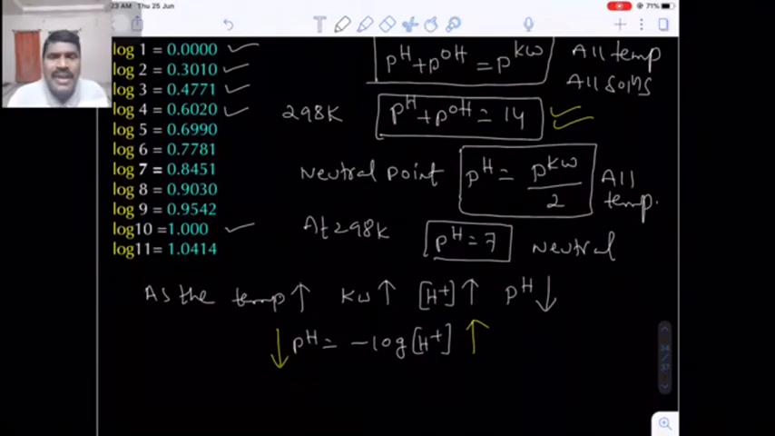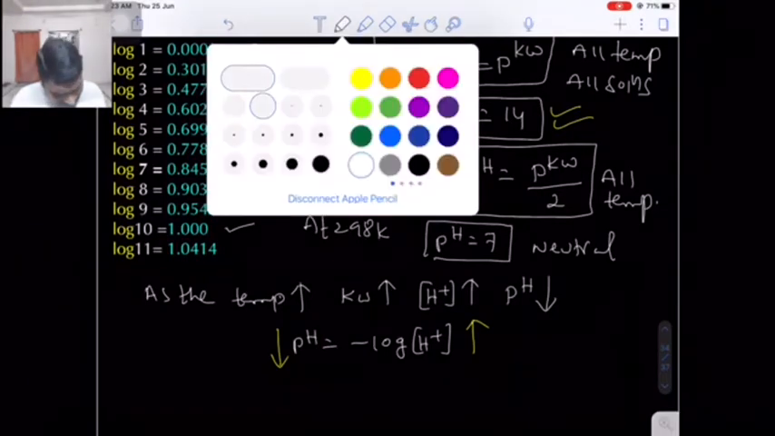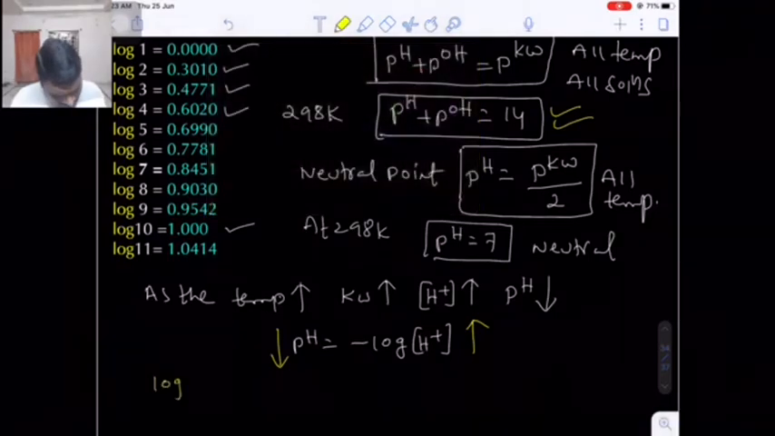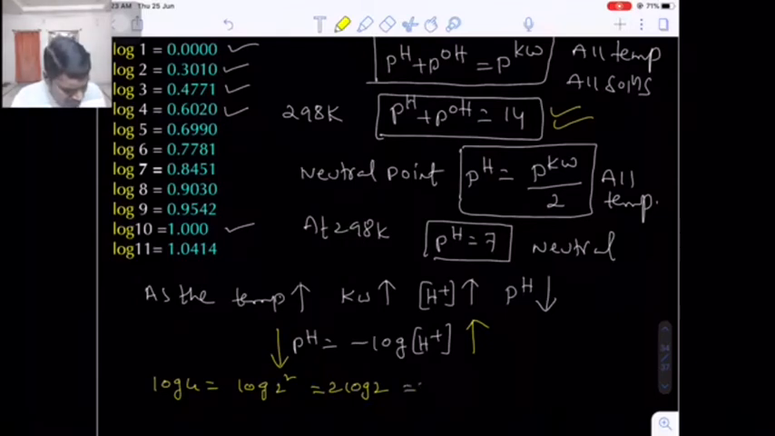Now how to identify the log 4 value? Log 4 is indirectly log of 2 square, that is 2 into log 2. Log 2 value is how much? 0.3010 into 2 times, that is 0.6020. Once we know log 2, it is very easy to identify log 4.